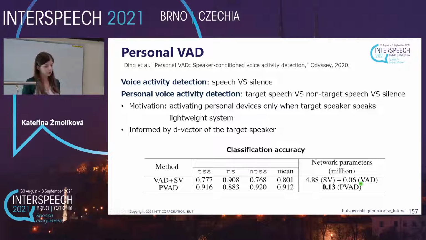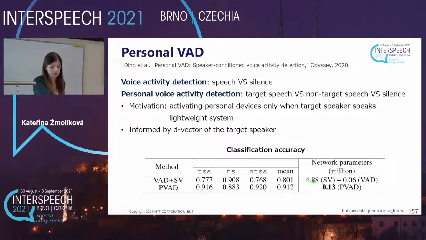The first work that did something similar to this is personal VAD. In a normal VAD, voice activity detection, we try to differentiate between two classes, speech and silence. In a personal VAD, we instead differentiate between 3 classes: target speech, non-target speech, and silence. The personal VAD in this work was based on a neural network, which was informed by the vector of the target speaker.